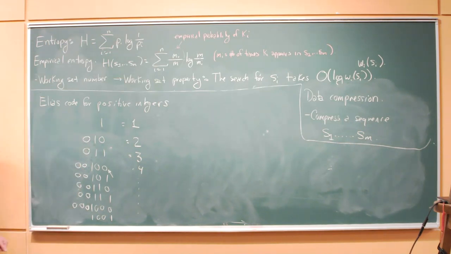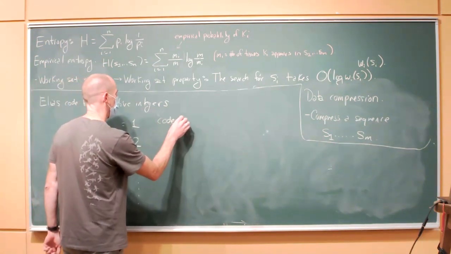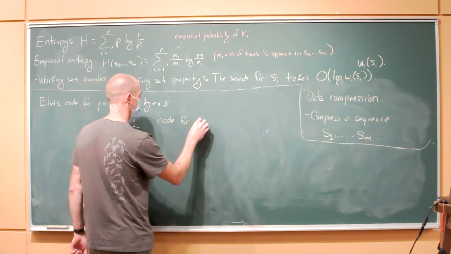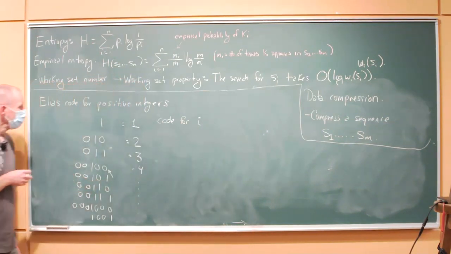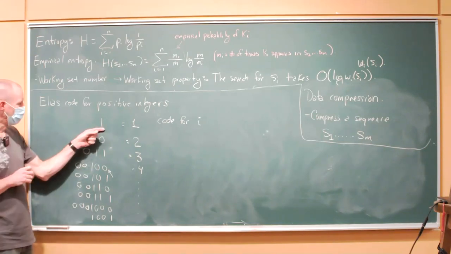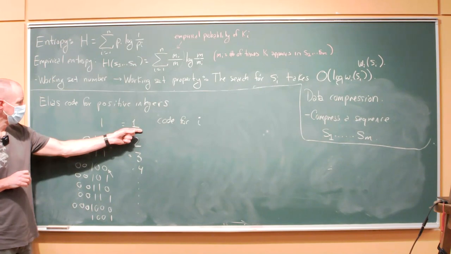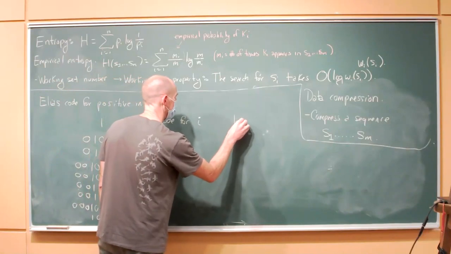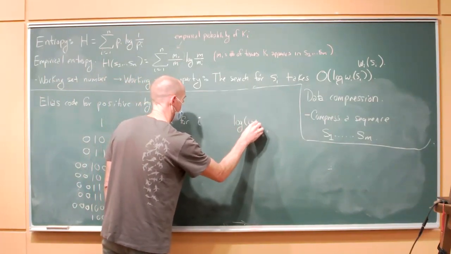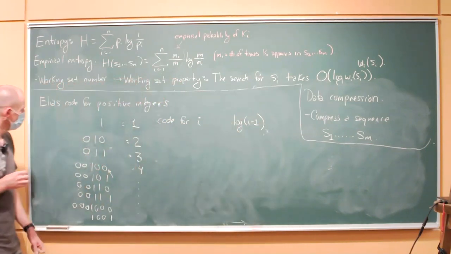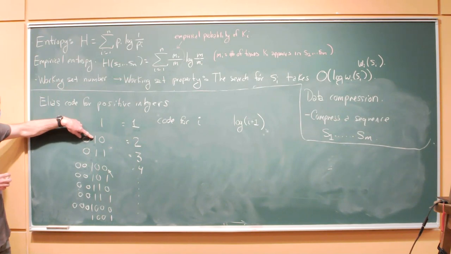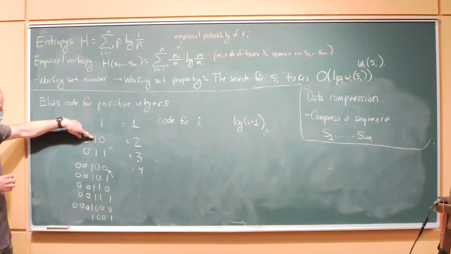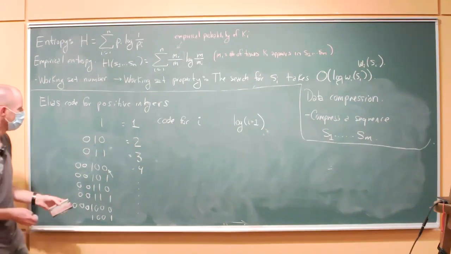So how long are these codes? The code for the integer i, well, the code for 1 has length 1. And 1 happens to be log of 2. So I think it's going to be something like log of i plus 1. Yeah, log of i plus one. Good.